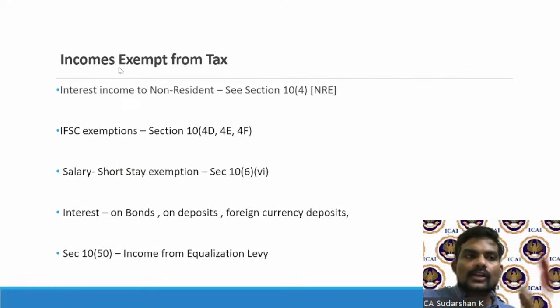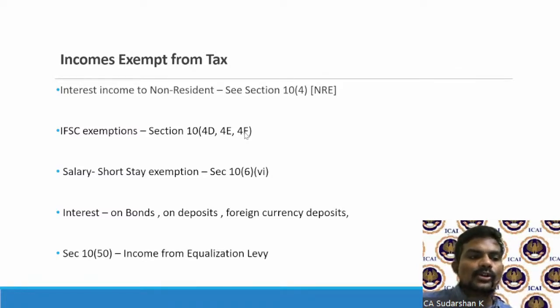Similarly, there are a lot of interest exemptions given on bonds, deposits, and foreign currency deposits that the government brings in. This is basically to ensure that, similar to how we saw the NRE account, they also come out with NRE bonds, NRE deposits, and foreign currency deposits under Section 10 clause 15, which is for NROs. It's a specific-based exemption that is available. I'm just giving you a broad indication.